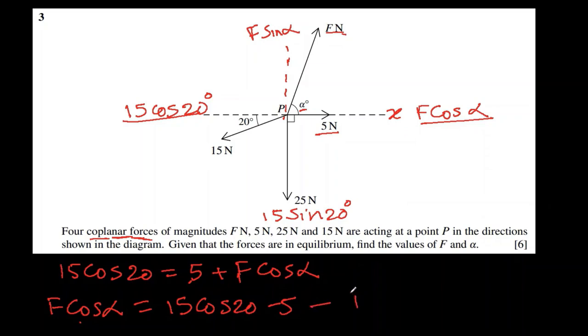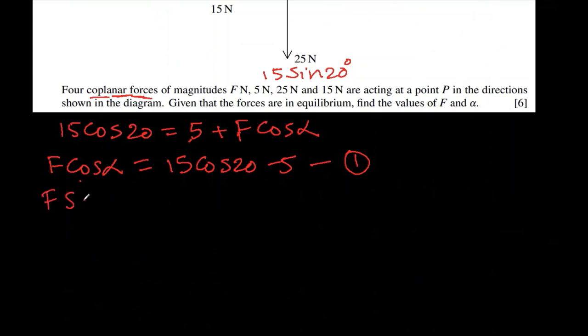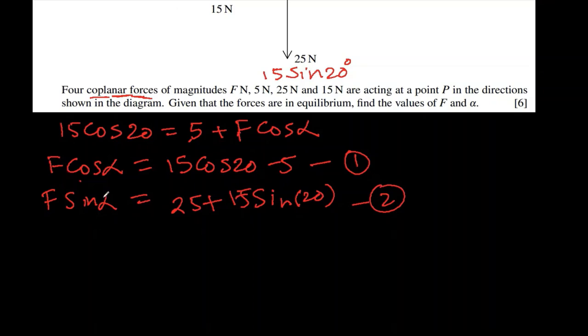Let's name this equation as equation number 1, and let's make another equation with vertical forces. F sine alpha is on top. So F sine alpha will be equal to the two forces downwards. So it will be 25 plus 15 sine 20 degrees. Alright, let's name it as equation number 2. And now we have two variables, one of them must go, then only we can find the second variable. And the best, because they are multiplying, the best method will be to divide. Let's divide equation number 2 by equation number 1.